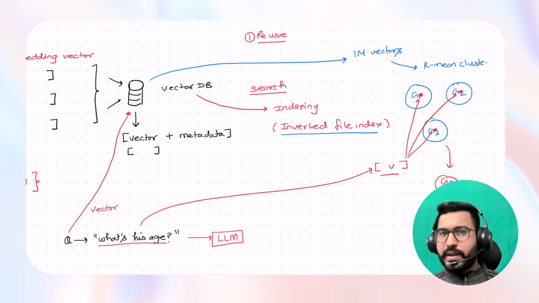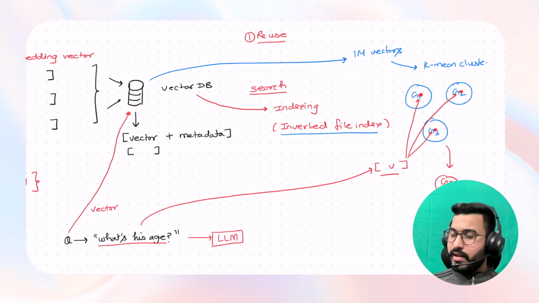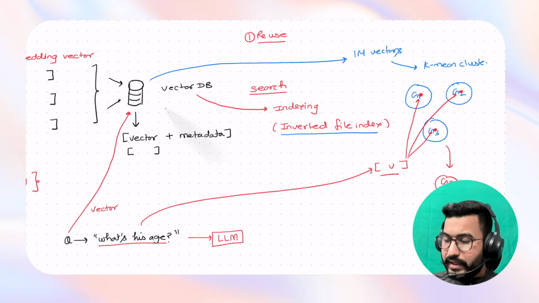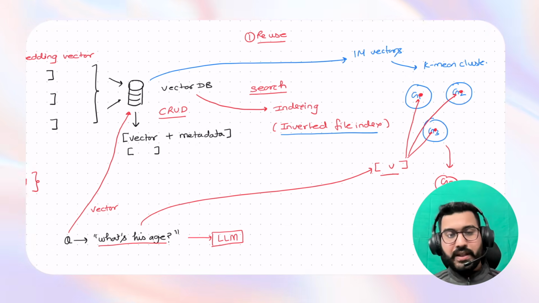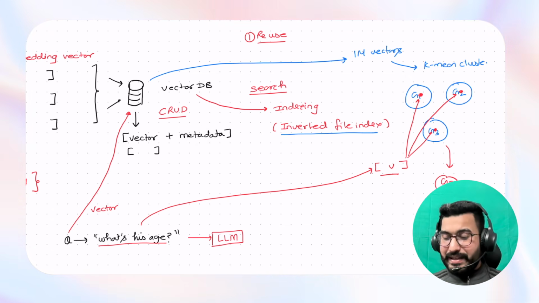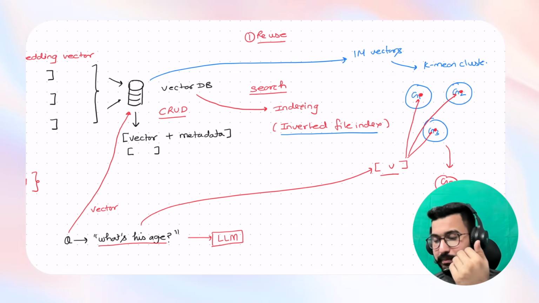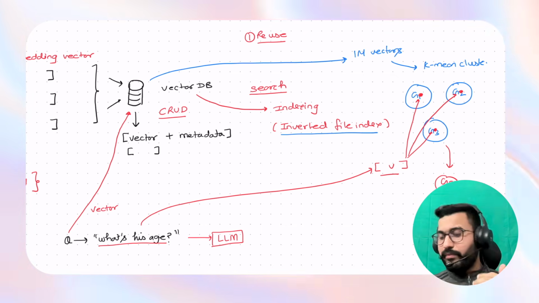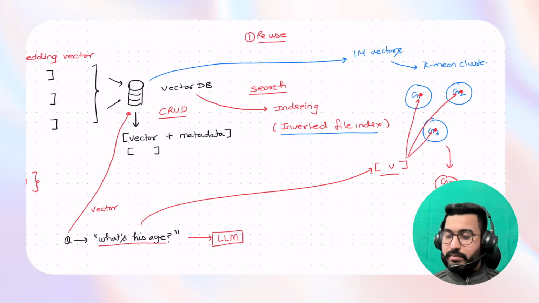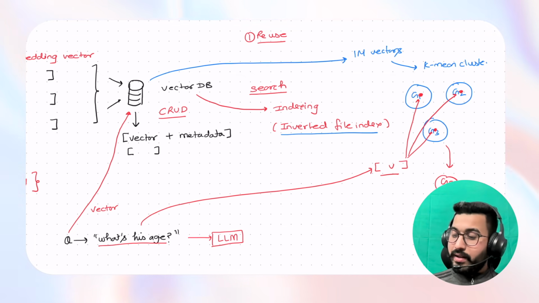But like this, we have multiple indexing techniques available in the vector database. So this is another advantage of using a vector database. Now the final advantage is you get the CRUD operations or CRUD functionalities also. Again, this is something which is very similar to what we have in RDBMS. You can create, you can retrieve, you can update, you can delete also. So all these operations are available in your vector database also.